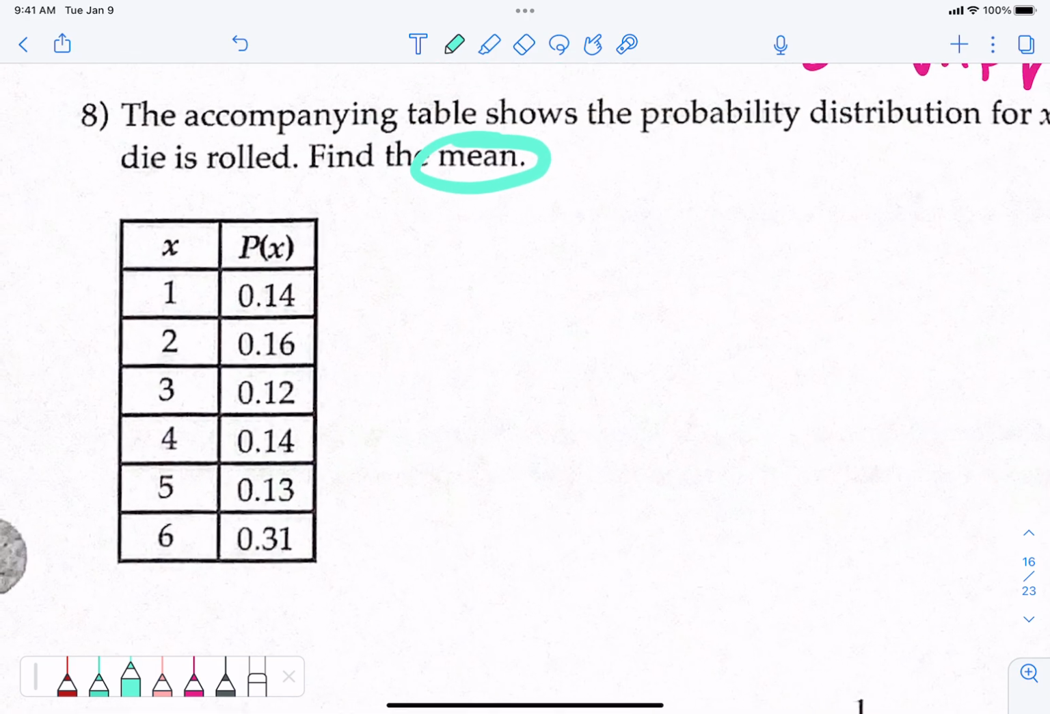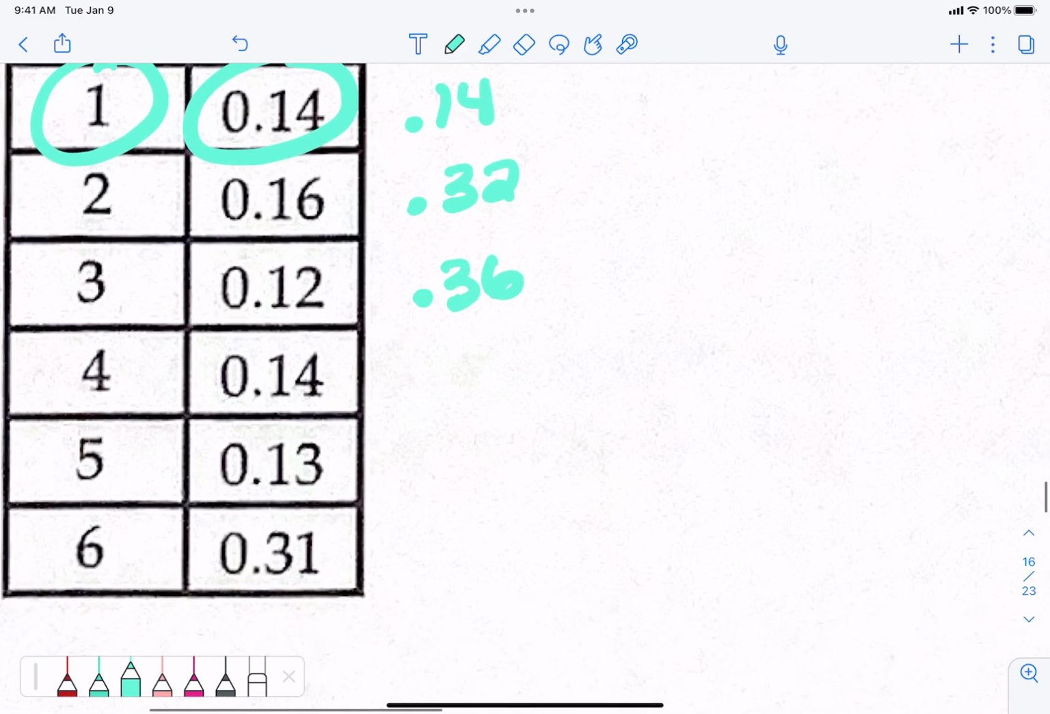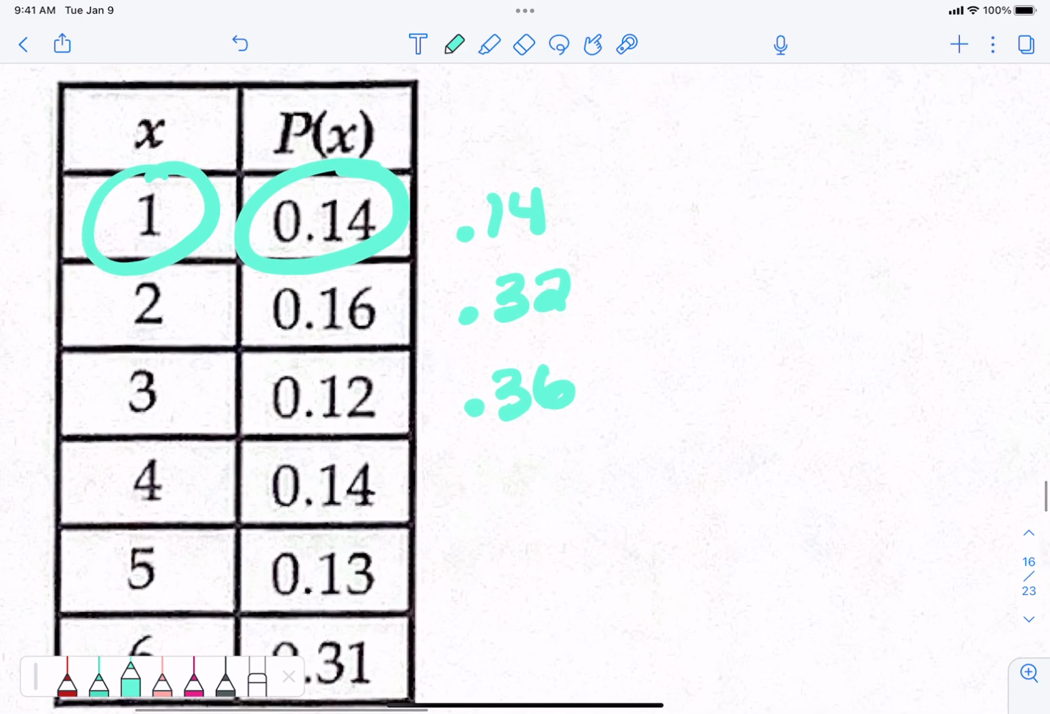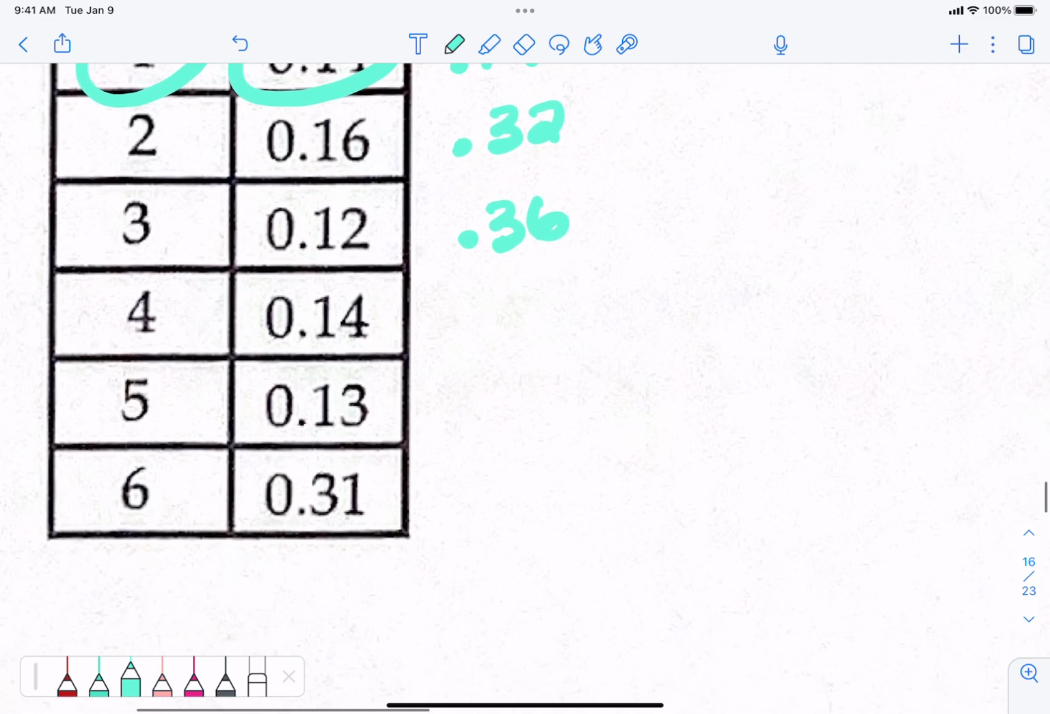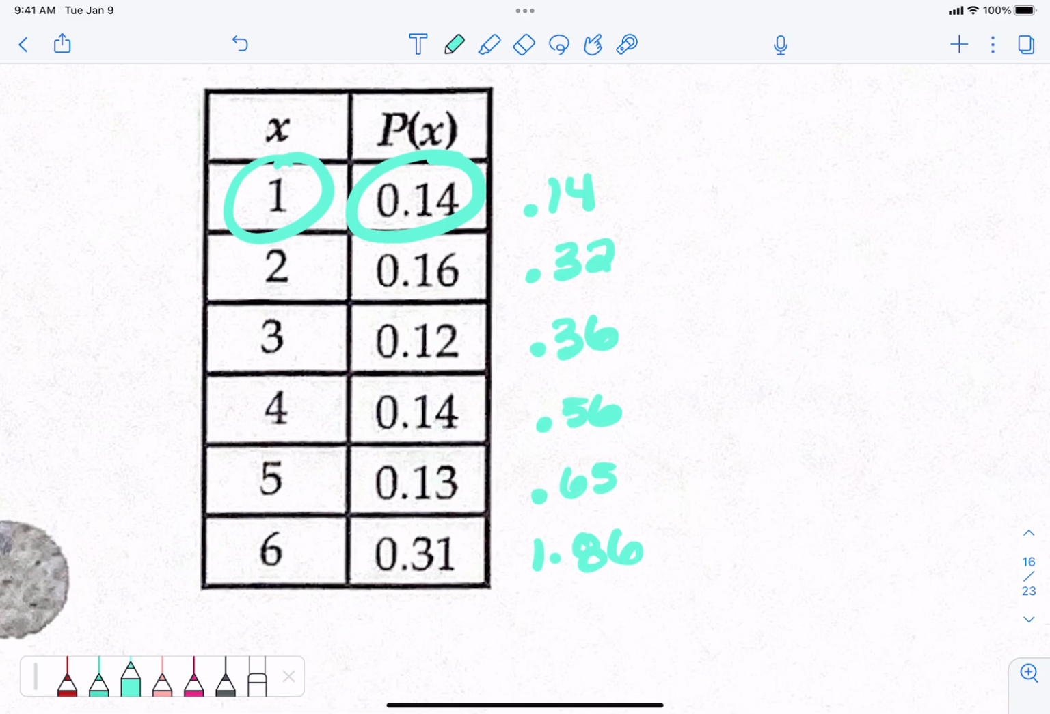The sum of x times p of x. So I do x times p of x. What's 1 times 0.14? 0.14. What's 2 times 0.16? 0.32. What's 3 times 0.12? 0.36. 4 times 0.14 is 0.56. You're multiplying those all the way across. 0.65. 1.86. And then you just add them.